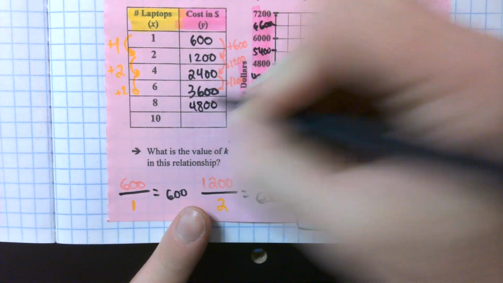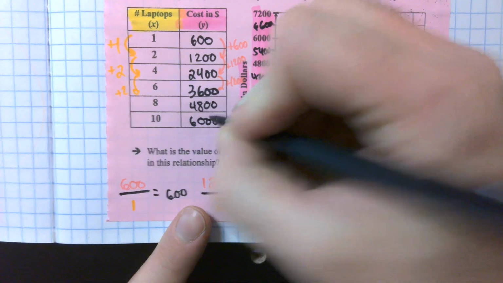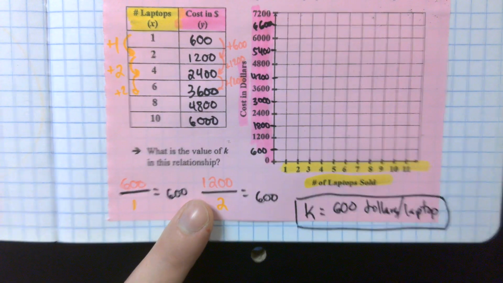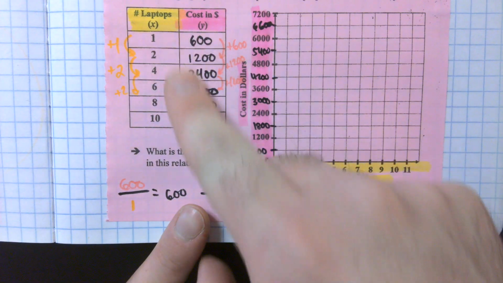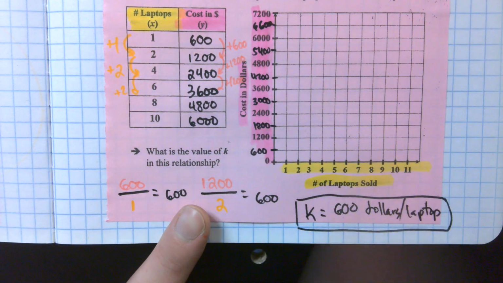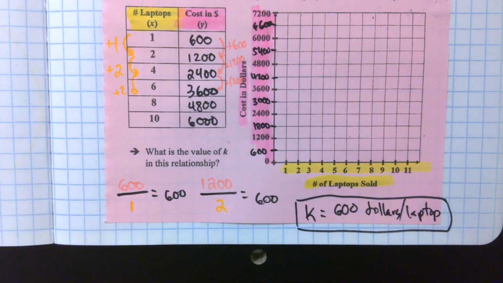How much is 8 laptops going to cost? 4,800. And what about 10? 6,000. So, what I want you to do real quick, take 60 seconds, plot all 6 of these points on this graph. I want to make sure that you guys know how to plot points. So plot all 6 of those points on your graph. I'm going to come by and make sure it all looks good.